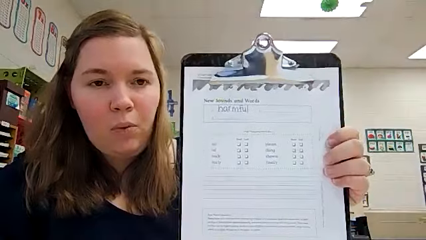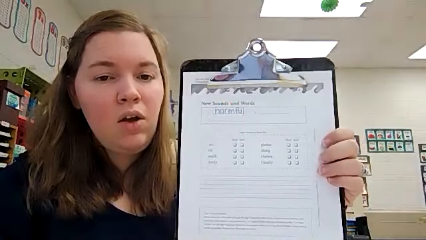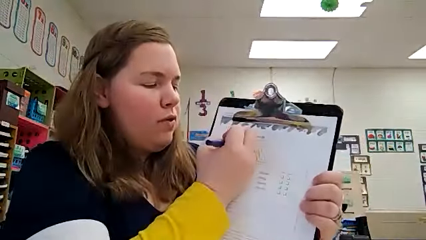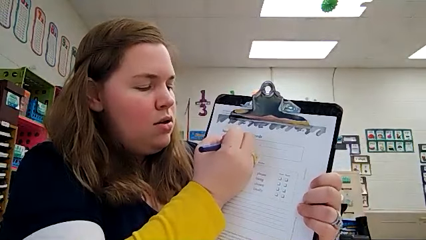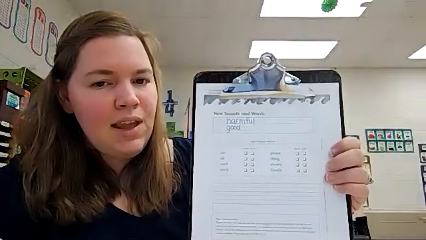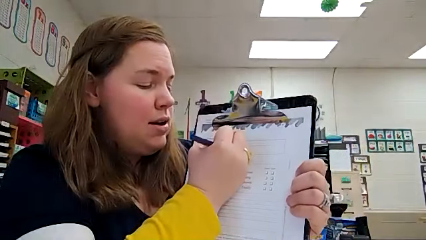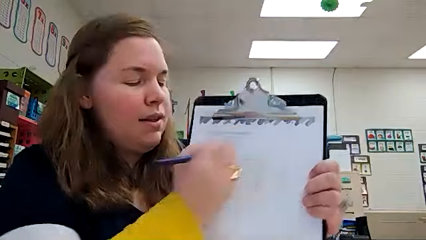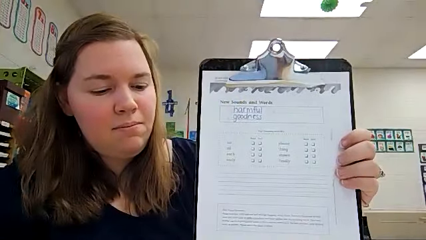Number two, let's spell the word goodness. Goodness. Start with the root word good. G-O-O-D. And then suffix N-E-S-S. Goodness.